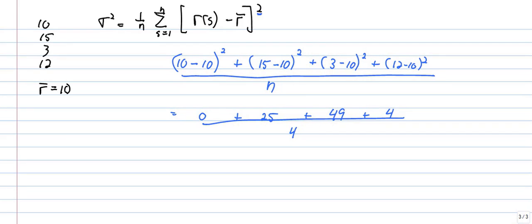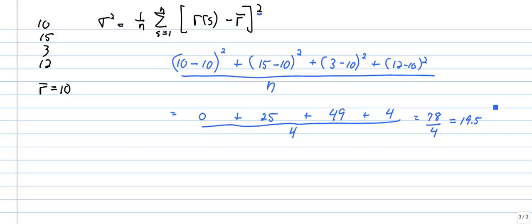I think I can do a better job on drawing a line. A little bit. Okay? So I have 25 plus 49 plus 4. I believe that is 78. 78 divided by 4. Let's see if that is in fact what that is. 78 divided by 4, I get 19.5. So 19.5 is my variance.